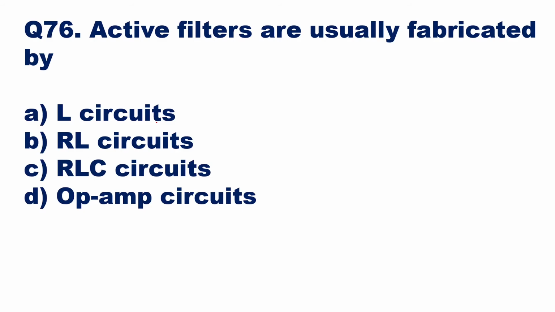Then question number 76: active filters are usually fabricated by what? The options are L circuits, that is inductor circuits, RL circuits, RLC circuits (resistor, inductor, capacitor), or op-amp circuits. We know that an op-amp is an active component. So active filters are usually fabricated by op-amp circuits, that is operational amplifier circuits. So option D will be the right answer.